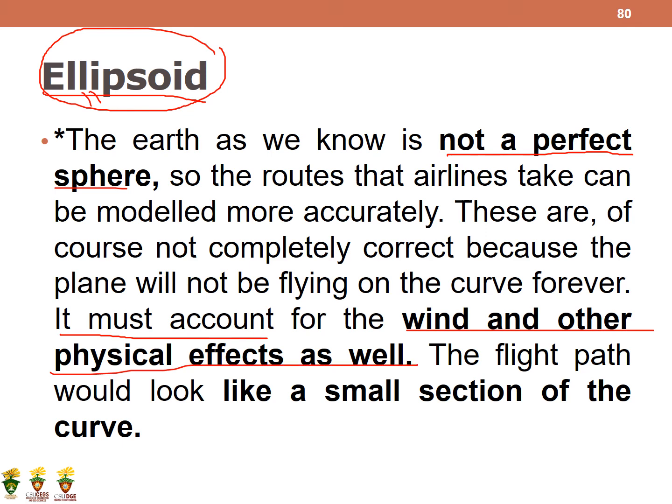Syempre dili lang man jud pasabot nga diha gyud mo agi ang airplane tungod kay that is a geodesic line. Pero naa pod'y other aspects to be considered like winds and other physical effects nga maka-affect sa pag-travel sa airline industries. The flight path we look at is like a small section of a curve. So ang example nako sa geodesic curve sa ellipsoid is a small section of the curve.